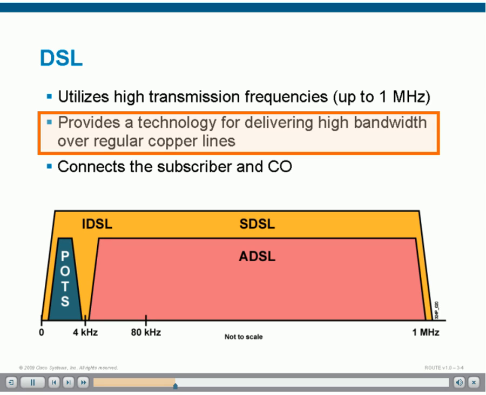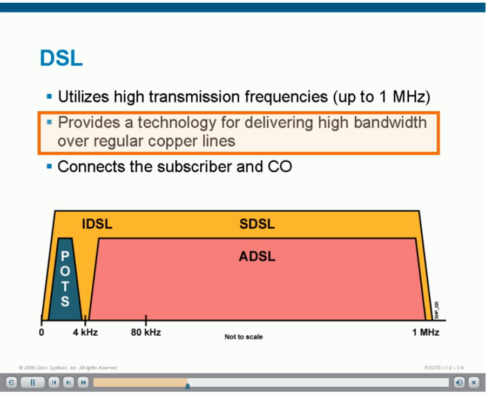For instance, asymmetric DSL, ADSL, uses a frequency range from approximately 20 kHz to 1 MHz. In order to deliver high bandwidth data rates to subscribers, a relatively small change to the existing telephone infrastructure was required.